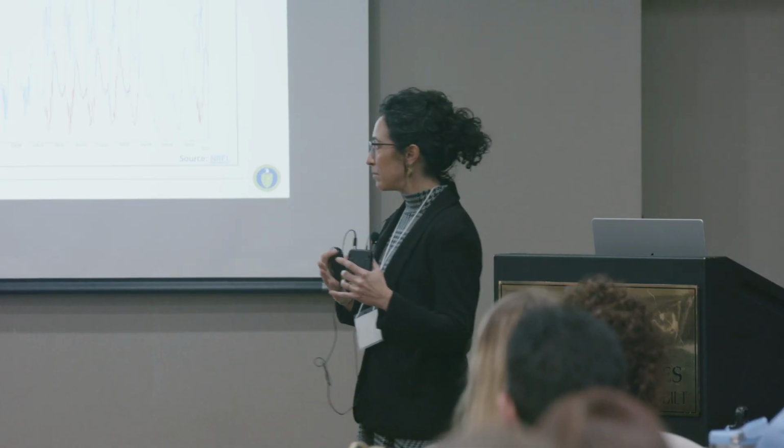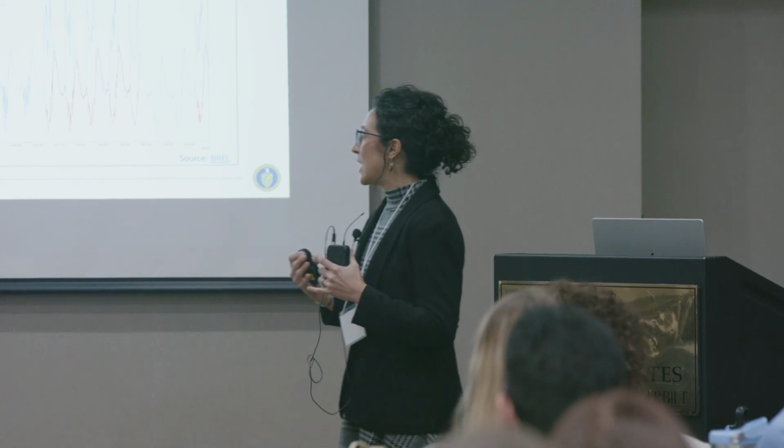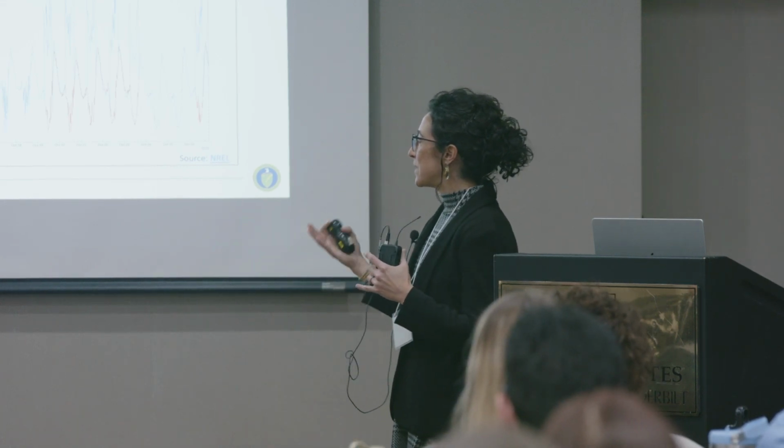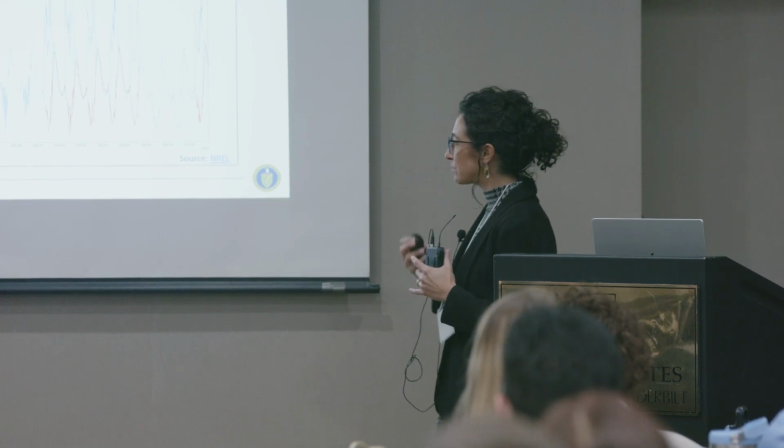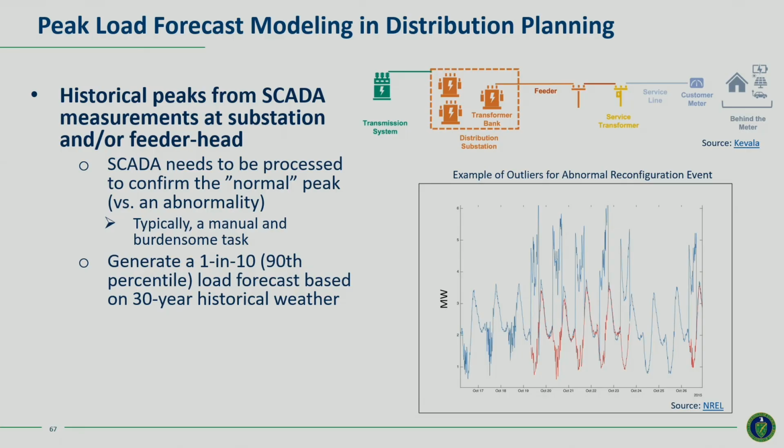There are some software providers and methods that are being developed to be able to do this in a more automated fashion. And then once they determine the peak load for the previous years at the distribution or feeder head, they're going to generate what is called a 1 in 10 load forecast based on historical weather. So we're going to talk a little bit about what that means.